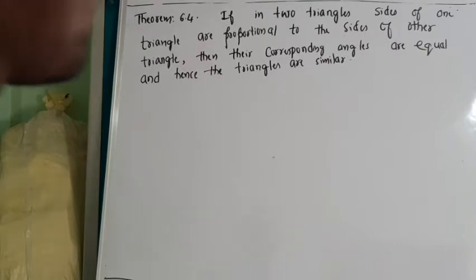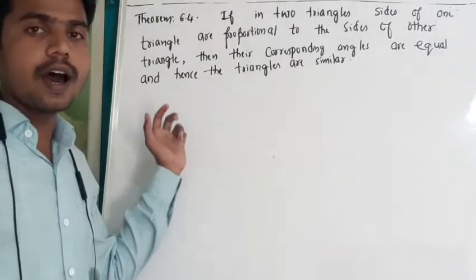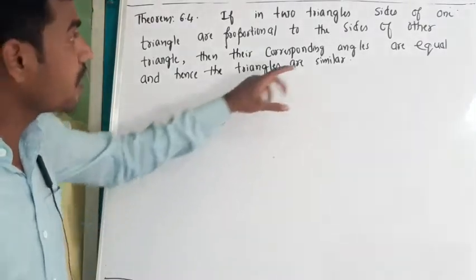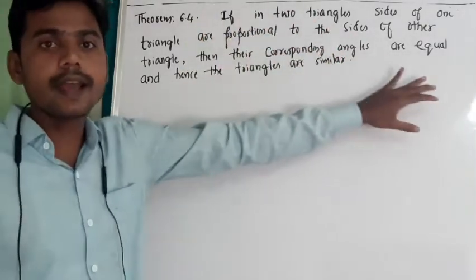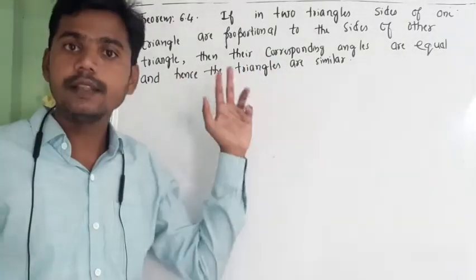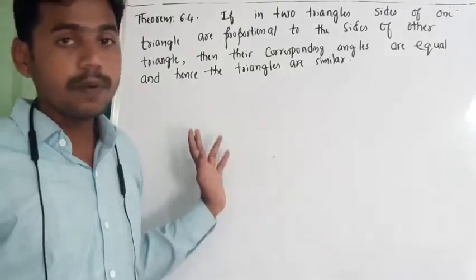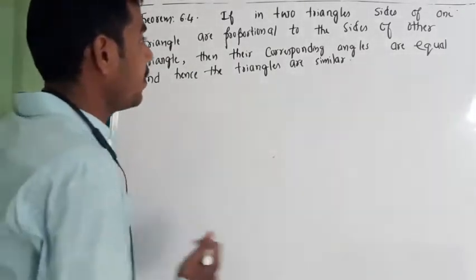Next, theorem number 6.4. If in two triangles, sides of one triangle are proportional to the sides of the other triangle, then their corresponding angles are equal and hence the two triangles are similar. It is exactly the converse of theorem number 6.3. See here what does it state?